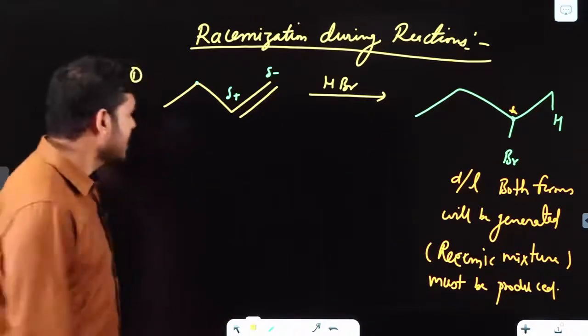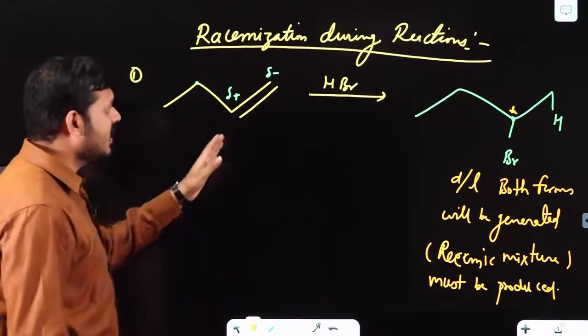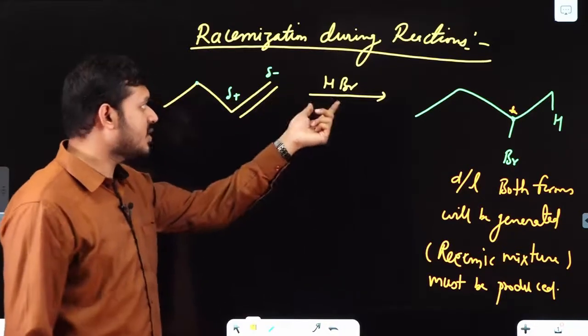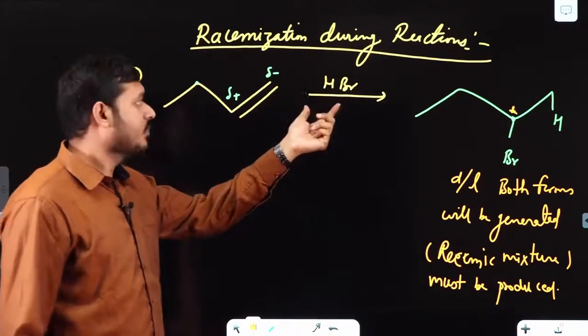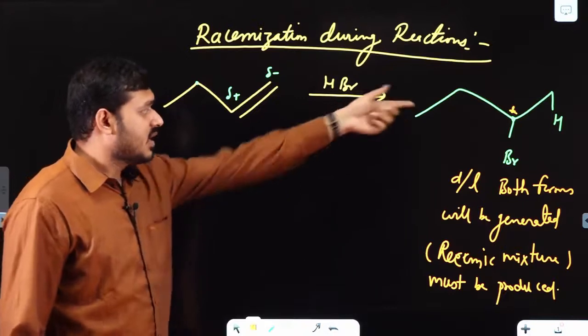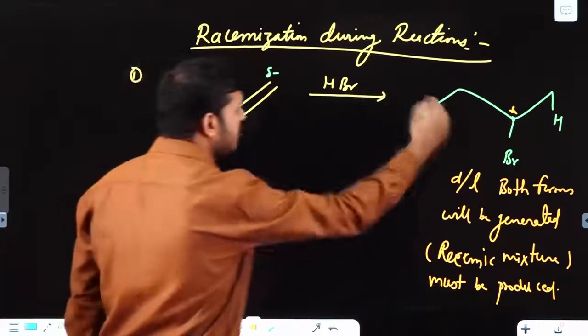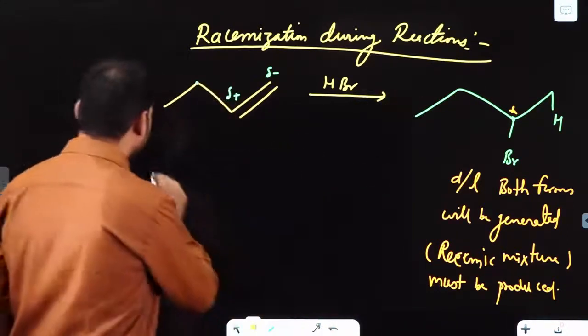Clear to you all? Simply, this is alkene and this is your hydrogen bromide, HBr, hydrobromic acid you can say. Then the product formed is 2-bromobutane, optically active.